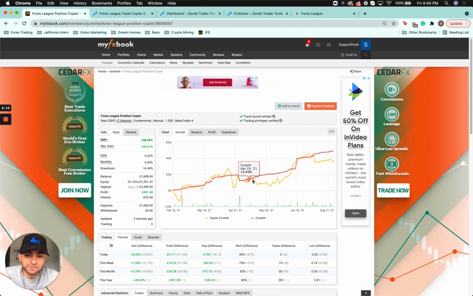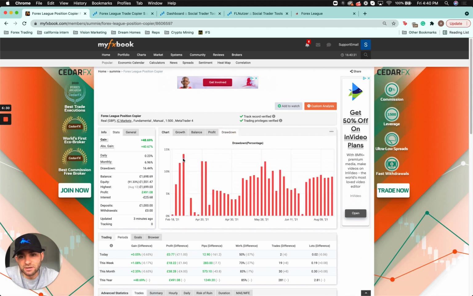But as you can see, we've steadily been climbing for the last 5 or 6 months on the account, and is currently up about 48%. So the account overall has had good growth thus far. If we go to the drawdown, we can clearly see peak drawdown has been 13%. There have been points at which drawdown has hit 12%, 10%, 8%.